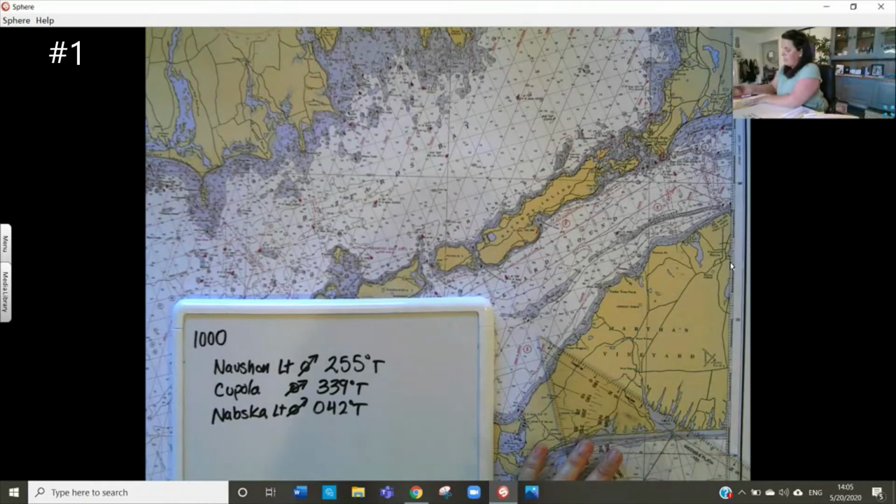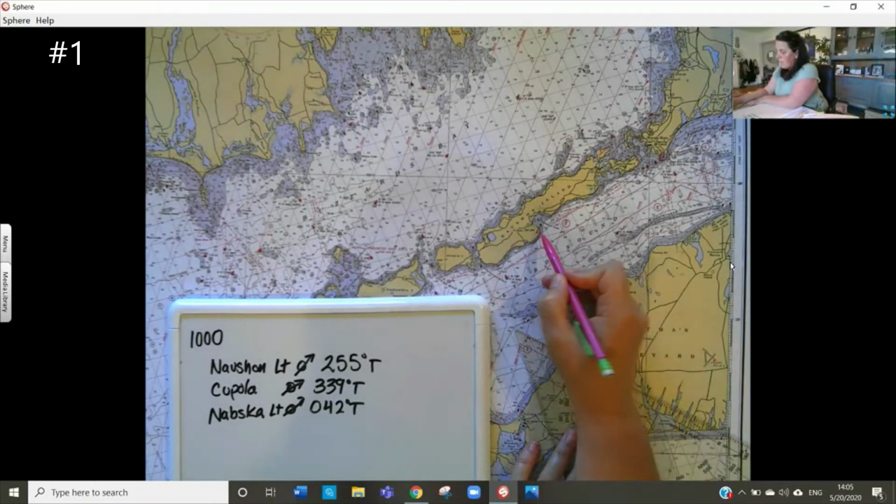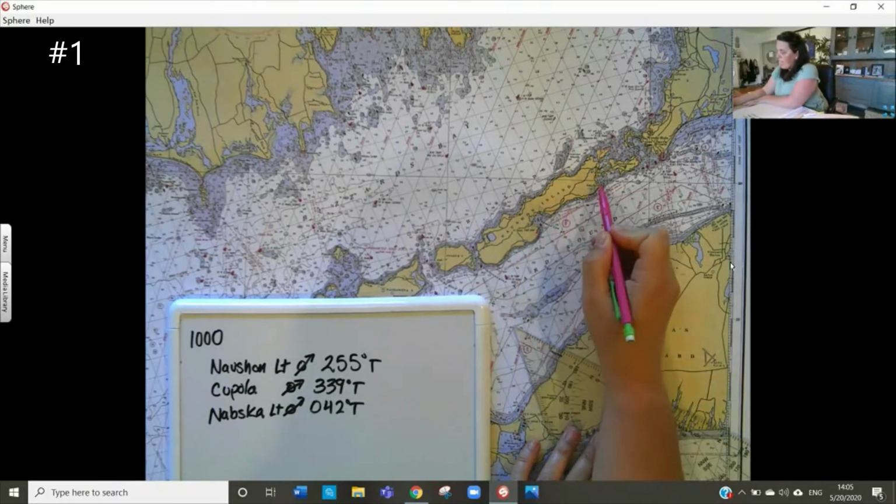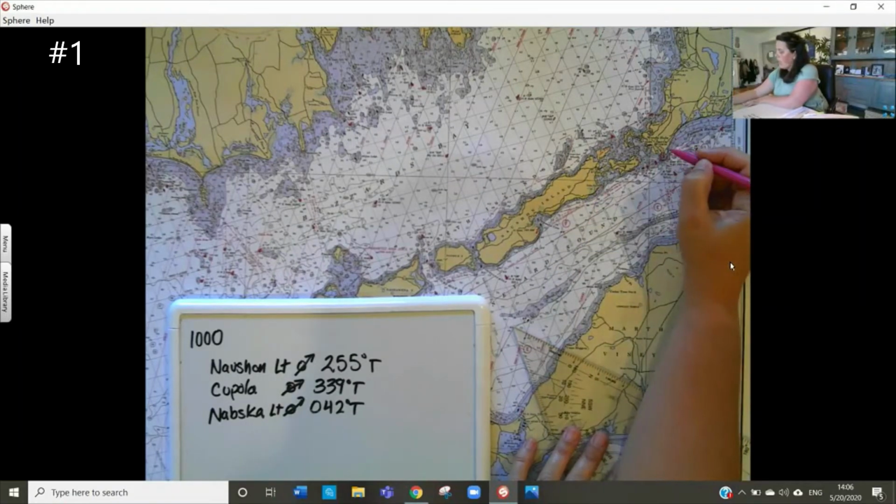So we have Nashawena light, which is right here. And remember, our light is the solid dot. And then we have the cupola building on Nashawena Island on the east side. So the cupola building is just the name of a type of building, but it does say CUP. And then Nobska Point is going to be right here on the Woods Hole side. So right there is going to be the light. So not one of the buoys, but the light itself.